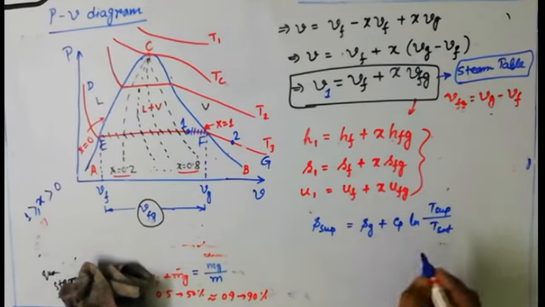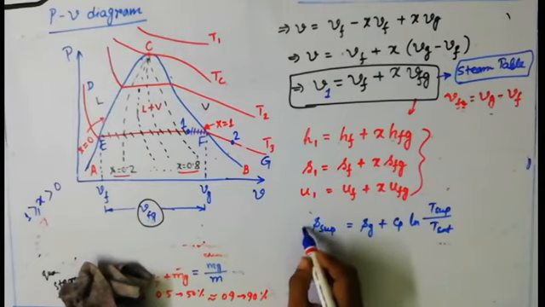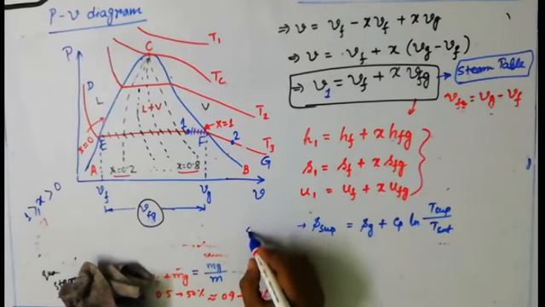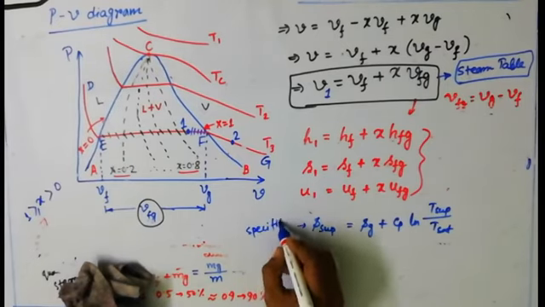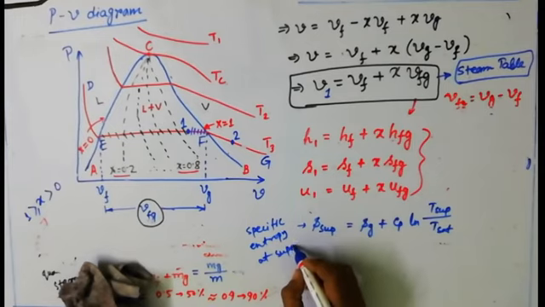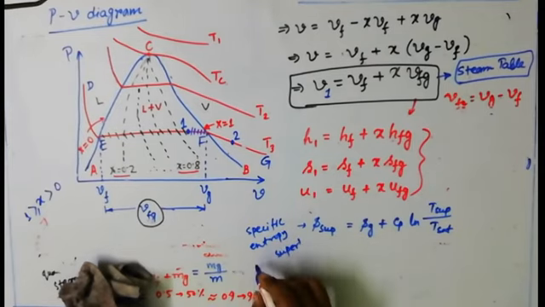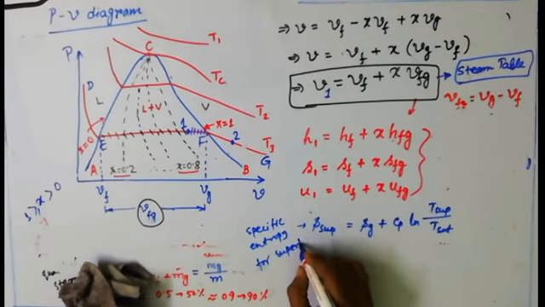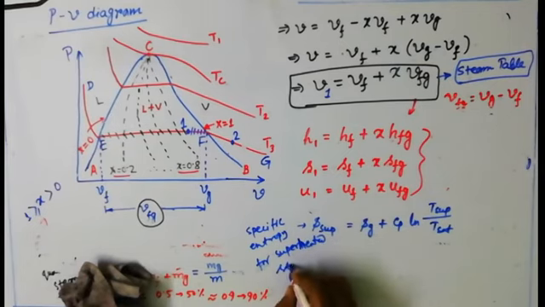That formula also can be used to find out the specific entropy at the superheated region, for superheated steam. For superheated steam, that formula can be used.